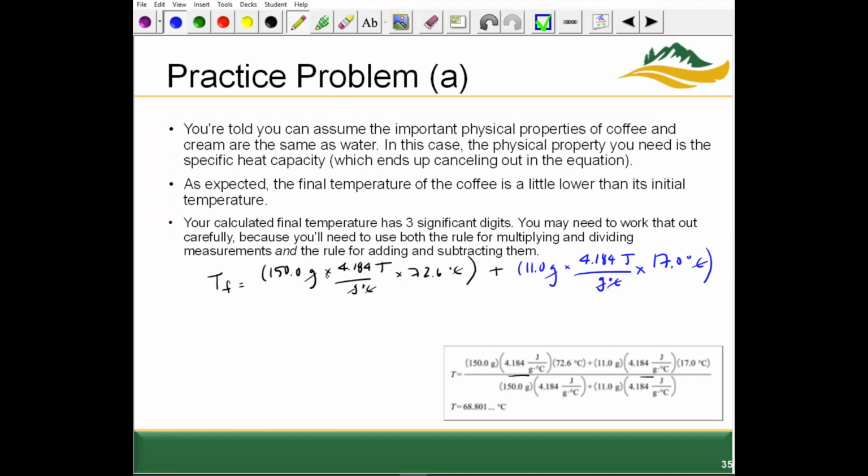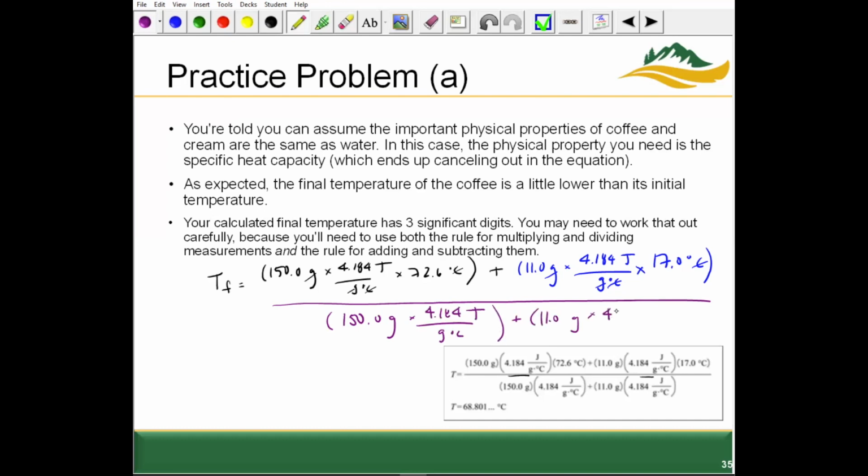So let's keep going. This is all divided by the mass of the coffee, or 150 grams, times again that specific heat capacity value, then plus the mass of the cream times the specific heat capacity again, so joules per gram degrees C. Grams and grams cancel out. Now we have joules and degrees C that remain in the denominator.